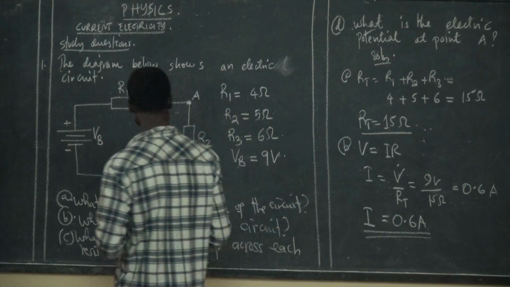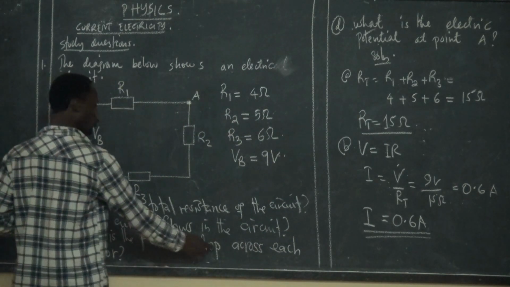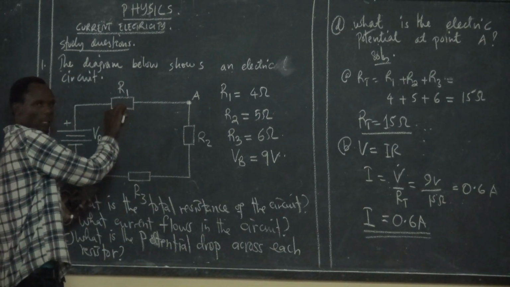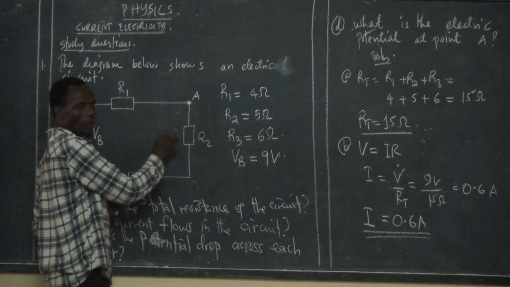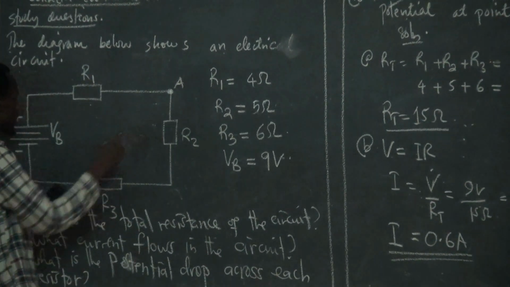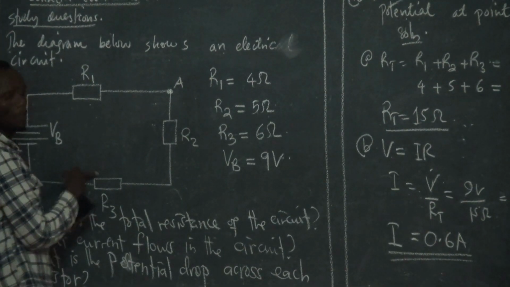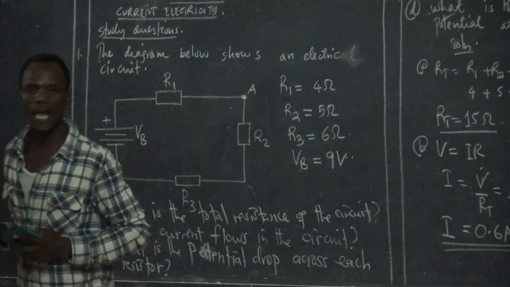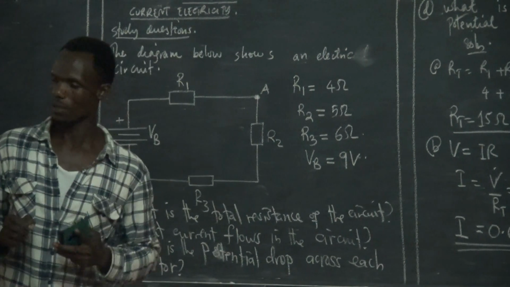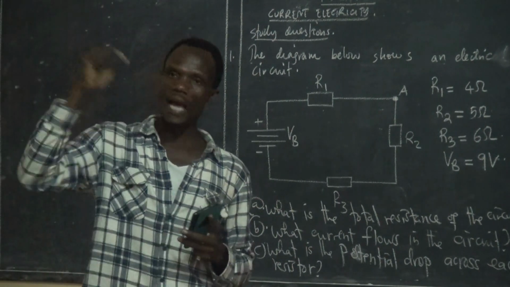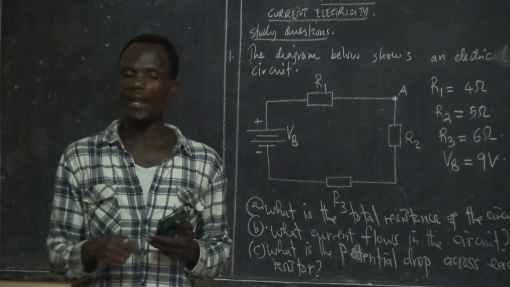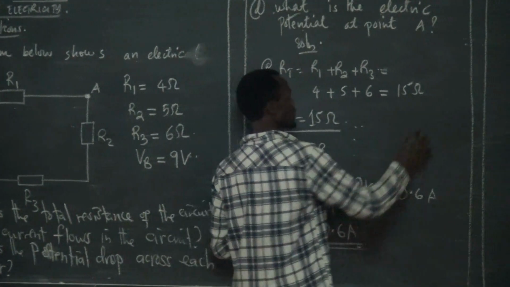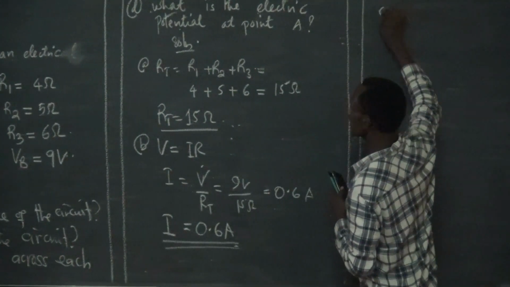The other question: what is the potential drop across each resistor? How much potential difference will there be across this resistor, and this one, and this one? If resistors are connected in series, the potential difference is different. What is common is the current, but the potential difference is not common. What is common is the current. Now, this is in C.